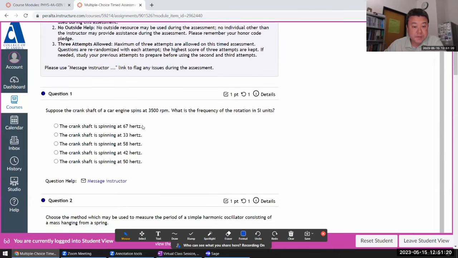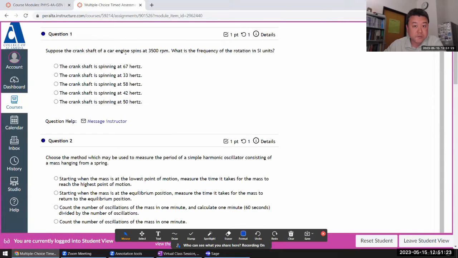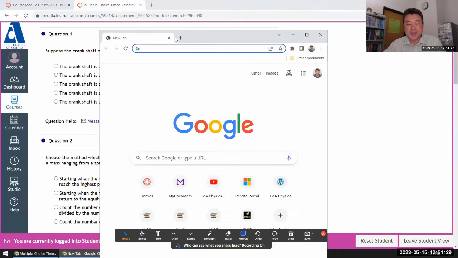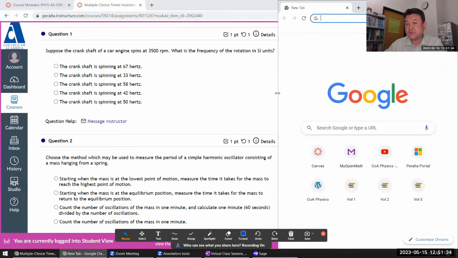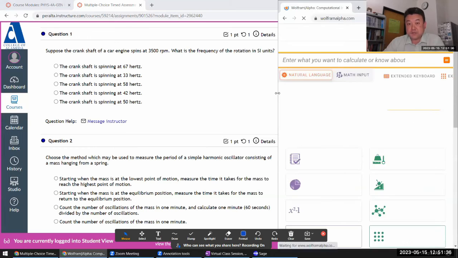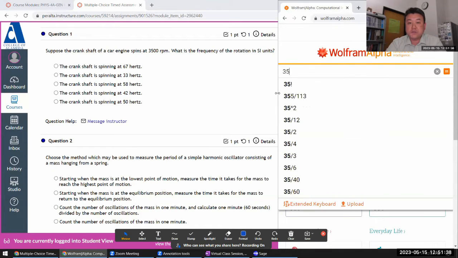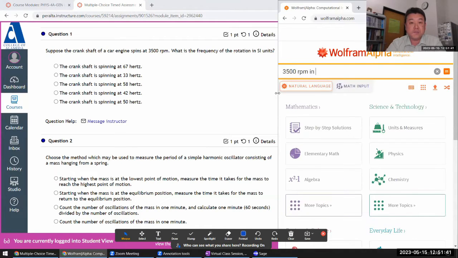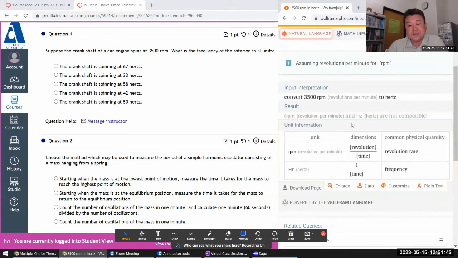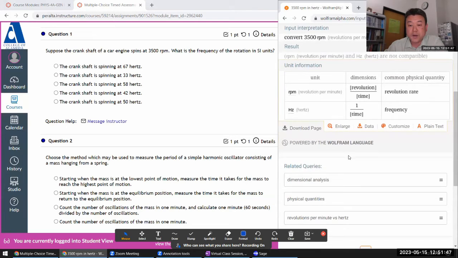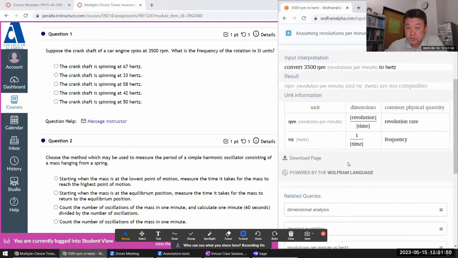So it says, suppose the crankshaft of a car engine spins at 3,500 RPM. What is the frequency of rotation? Let me do one thing that is kind of using outside the tool, but it won't be considered cheating. You are allowed to use Wolfram Alpha because it's just a calculator. So you can say 3,500 RPM in hertz, and it'll do the conversion, and that I think is right on the border of what I'm okay with people just using.